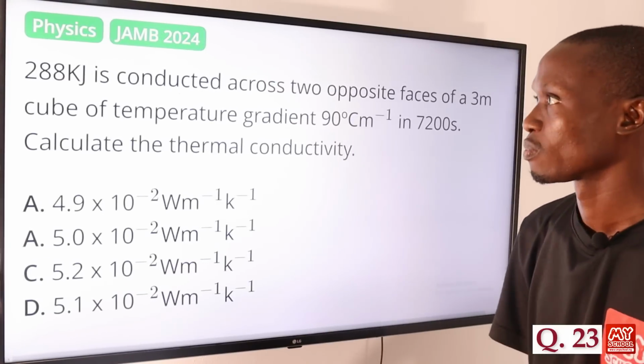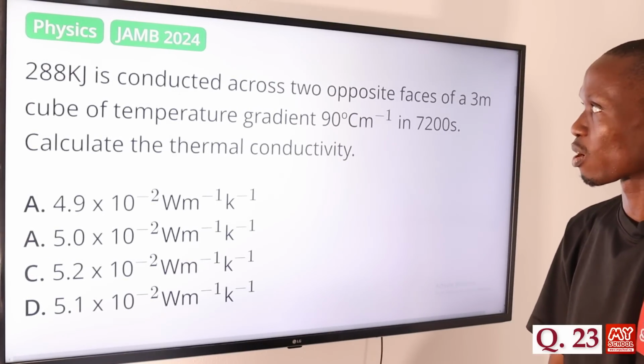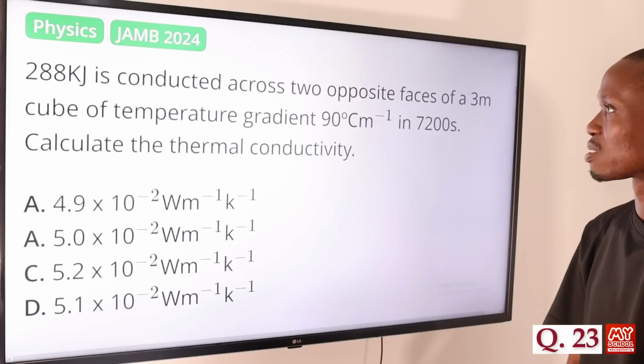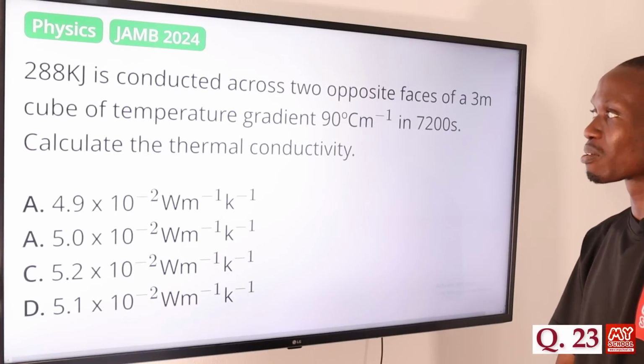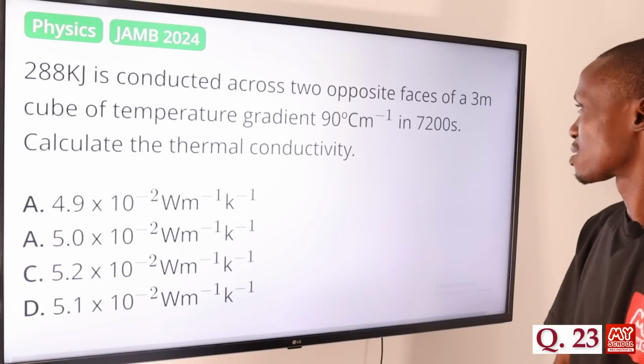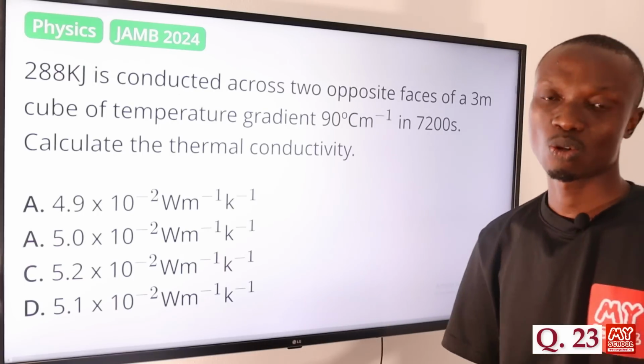Question 23. 288 kilojoules of heat is conducted across two opposite faces of a 3 centimeter cube with a temperature gradient of 90 degrees per meter in 7,200 seconds. Calculate the thermal conductivity. So let's move over to the board to provide an answer to this question.